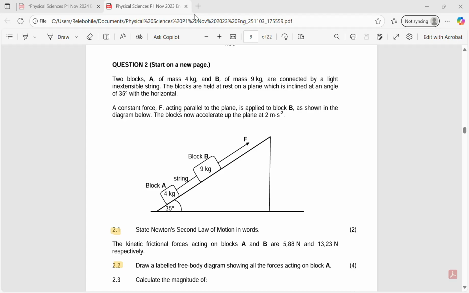Hello guys, and welcome to another video. In this video we'll be again looking at Newton's laws, and this question is from the November 2023 final exam, paper 1. Let's get into it.